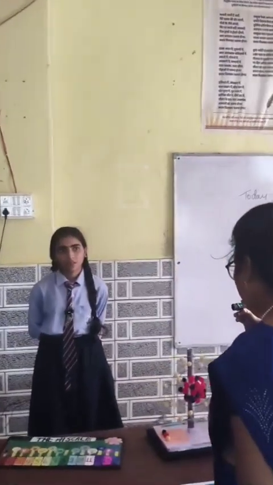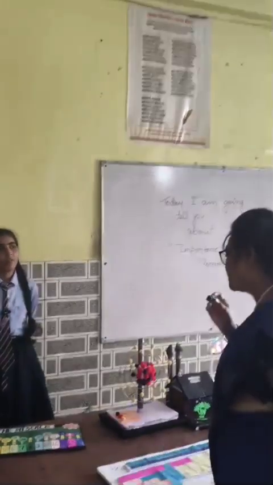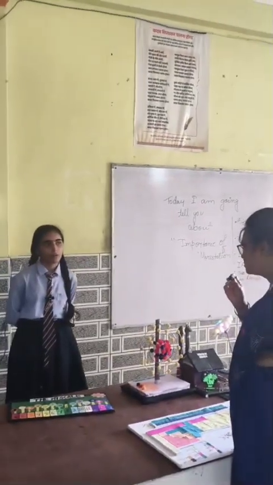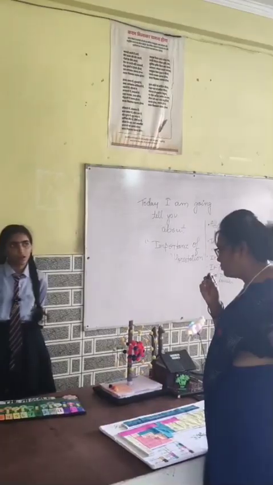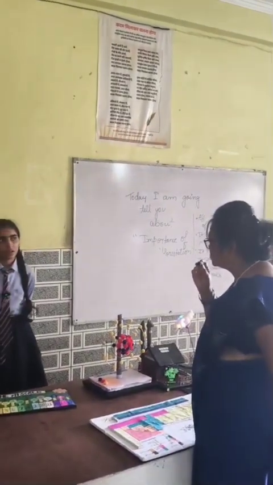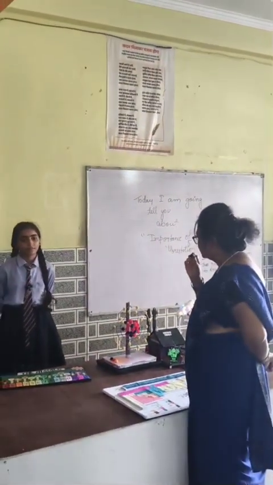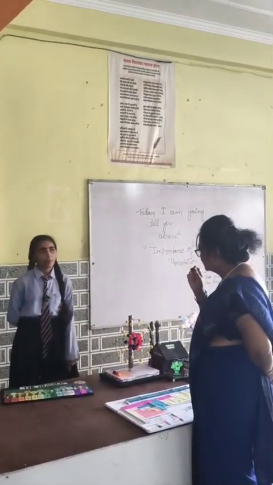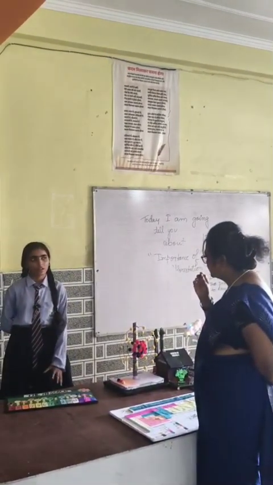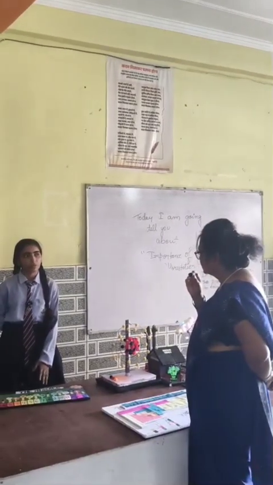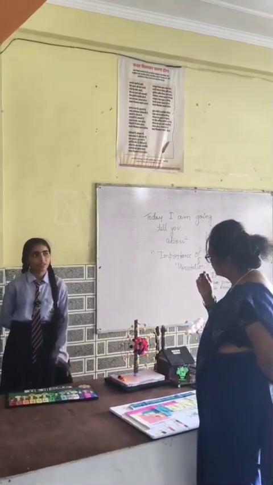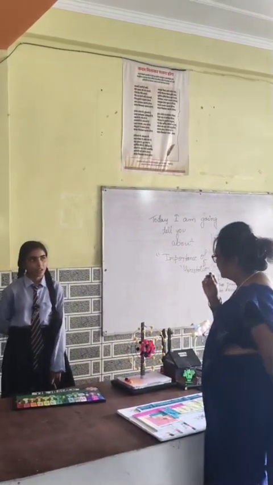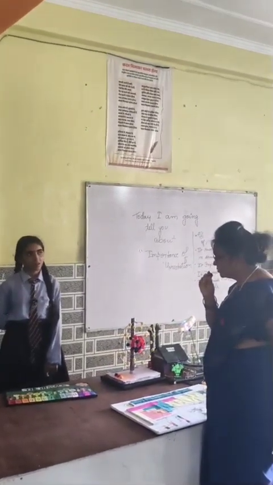Can you tell me the full form of pH? Yes, ma'am. Power of hydronium ion. That's good. Why is it known as a universal indicator? Ma'am, because it indicates all things by the use of litmus paper. It can identify which is acid or which is base. And that is why it is known as a universal indicator. That's good.